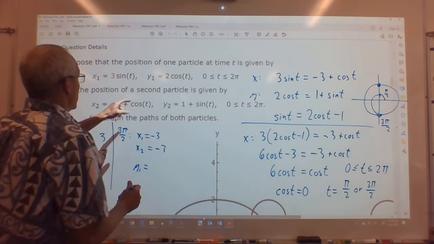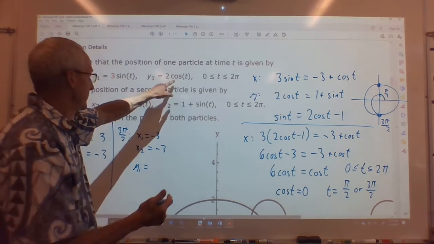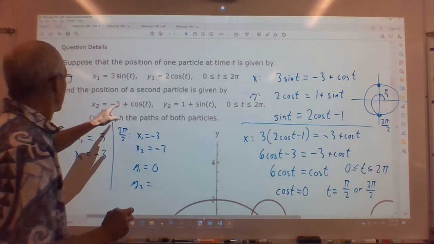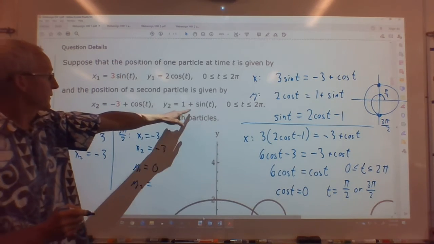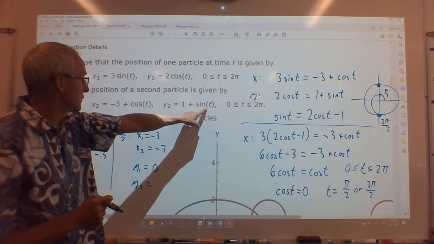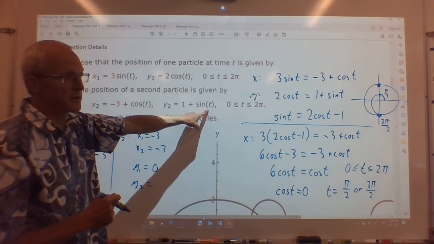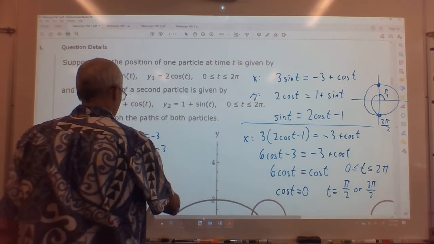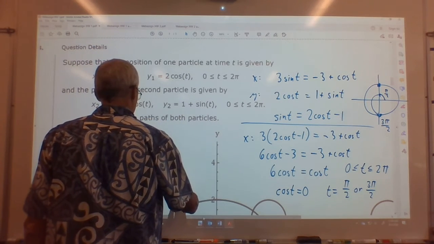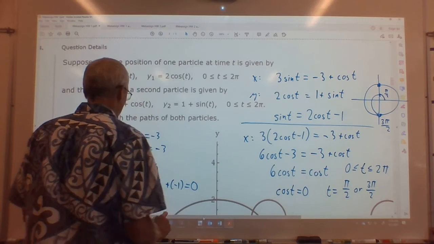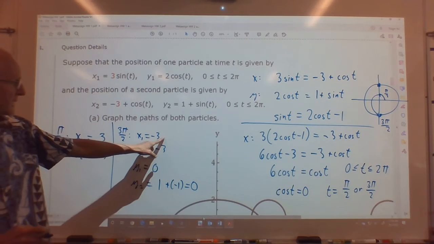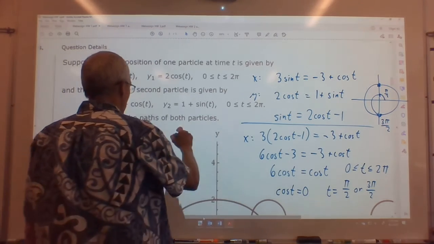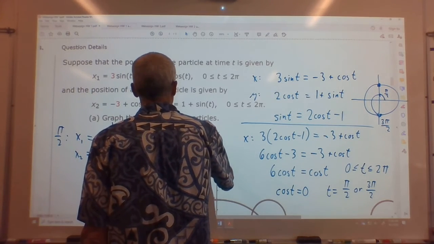y1, cosine of 3 pi over 2 is 0. y2, sine of 3 pi over 2 is negative 1. So it'd be 1 plus negative 1, which is 0. And so they match. They're both negative 3 and 0. So our point is negative 3 comma 0.